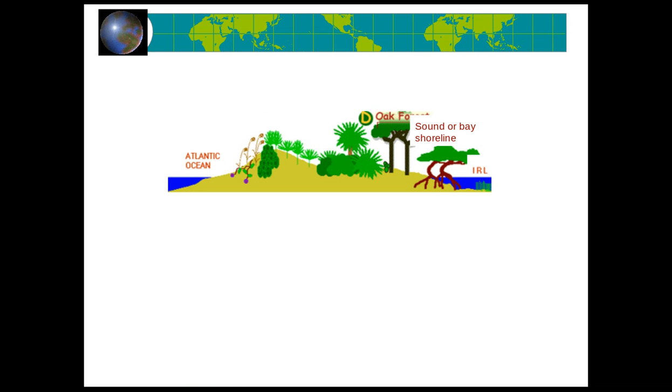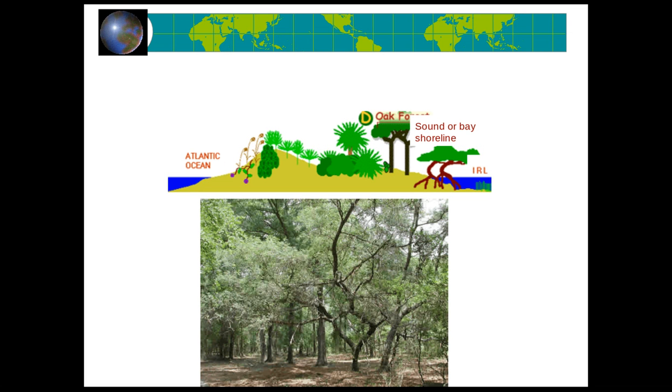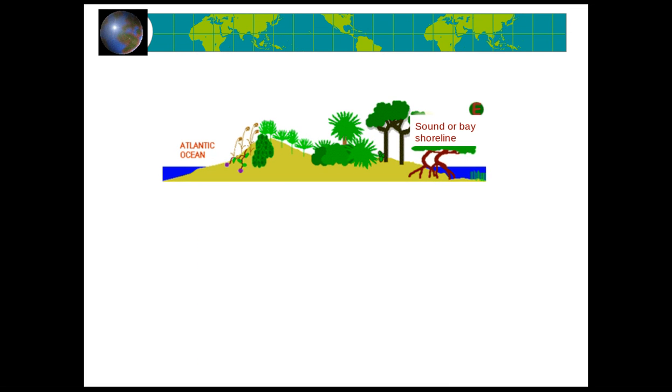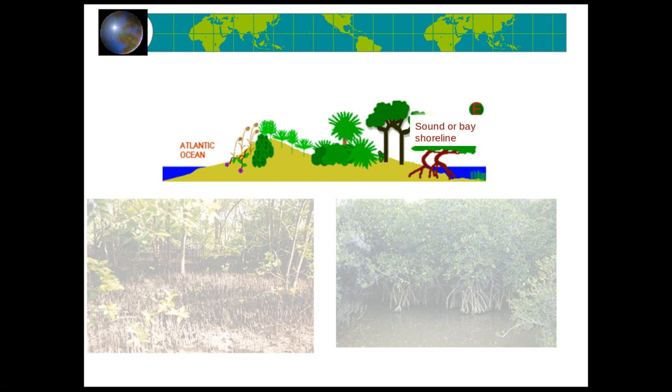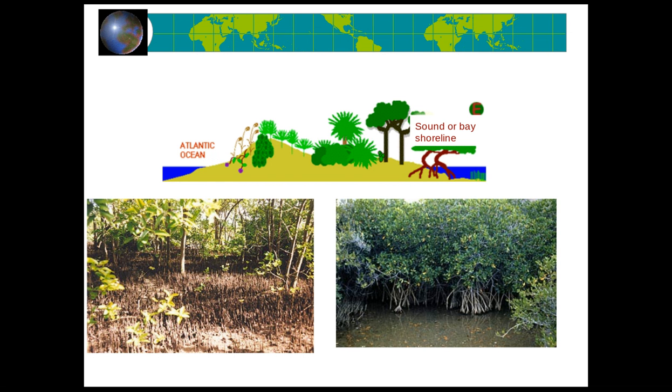Then the ecosystem most likely to develop in Virginia and North Carolina is the live oak hammock in the oak forest area. And then the shore or bay shoreline will have things like black mangroves and red mangroves. Often we'll see cedar in that area too.